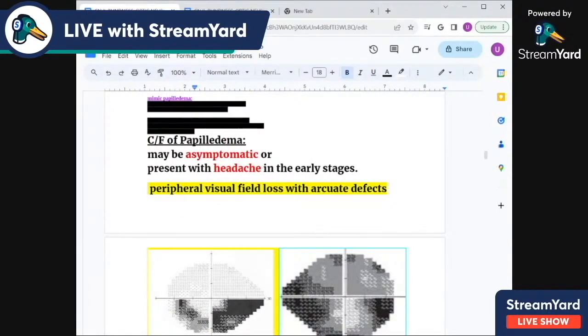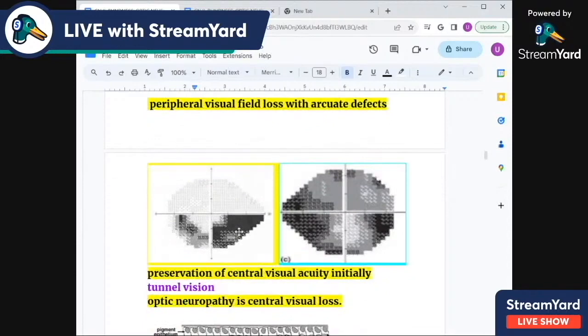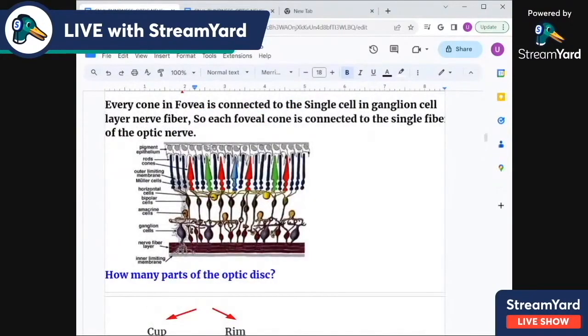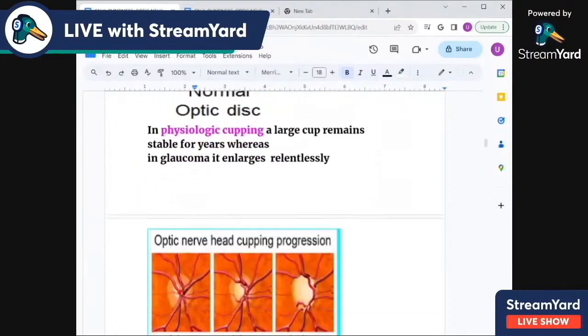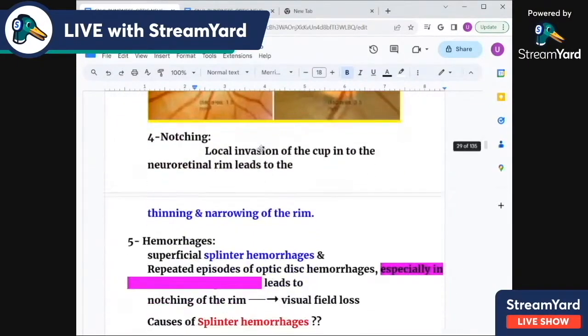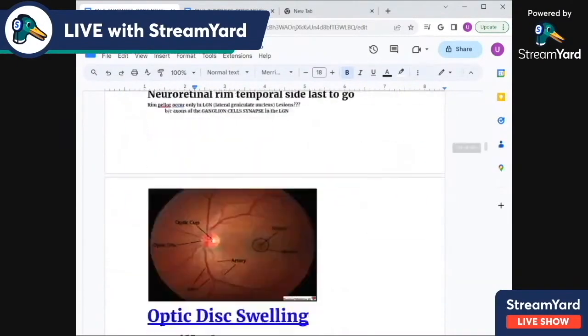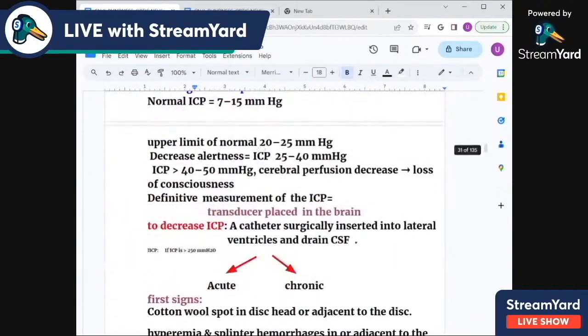Now the clinical features of papilledema. It may be asymptomatic or may cause headache and peripheral loss of vision. It may cause tunnel vision. So what are the disorders causing tunnel vision? Like this tunnel vision here, and maybe pigmentary degeneration of the retina. Pigmentary degeneration of the retina also causes tunnel vision, and so do drugs: antipsychotic and hallucinogenic drugs, lithium, and especially thioridazine may also cause tunnel vision.